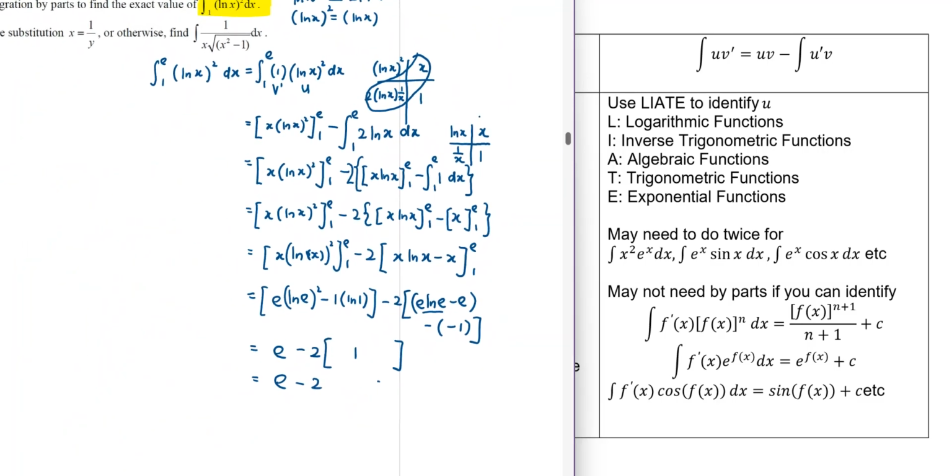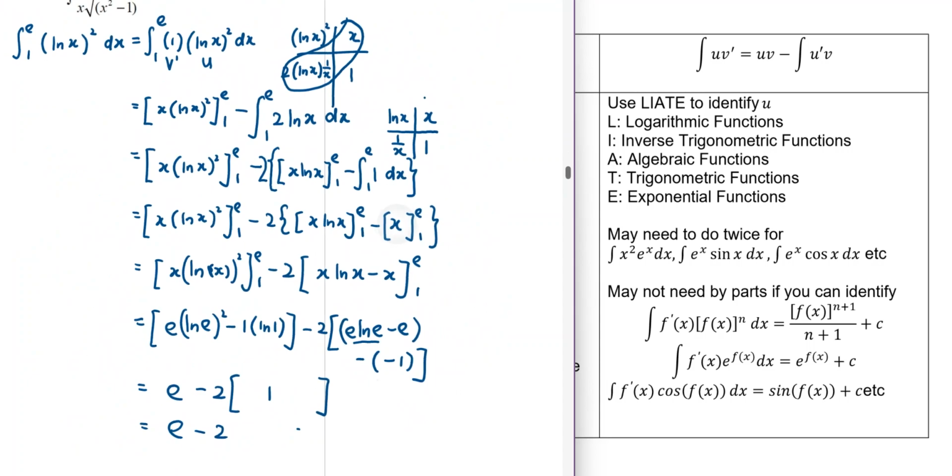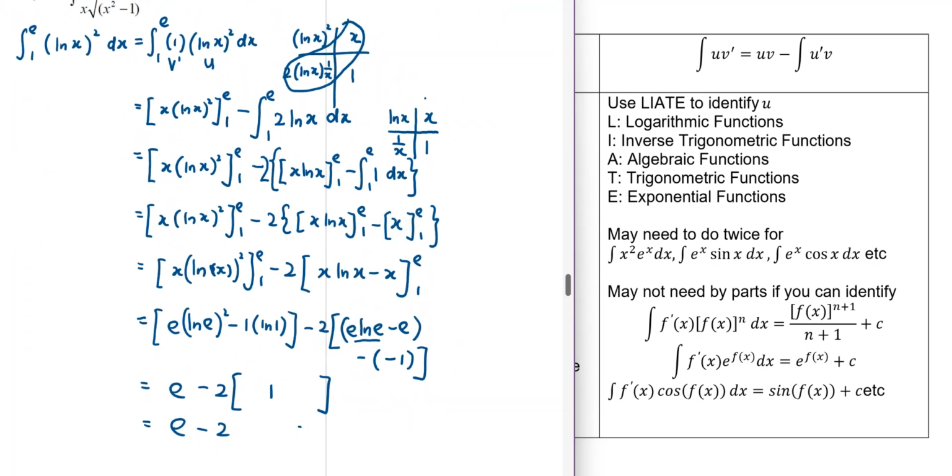Okay, so sometimes you got to do by parts twice. There are other circumstances where you got to do by parts twice. I have actually written it down here. Okay, if not, you practice more, and then soon you will realize when you need to do by parts twice.